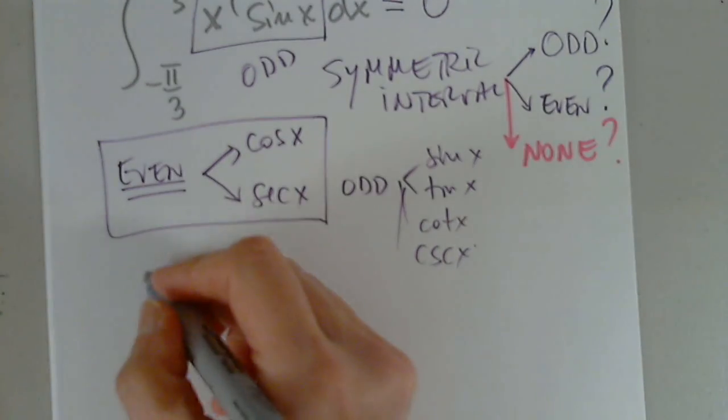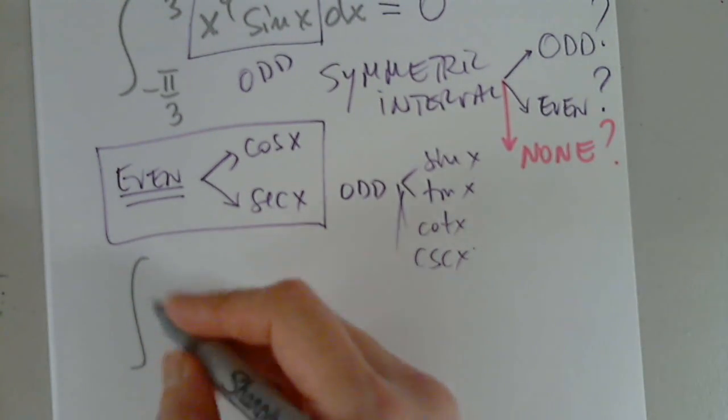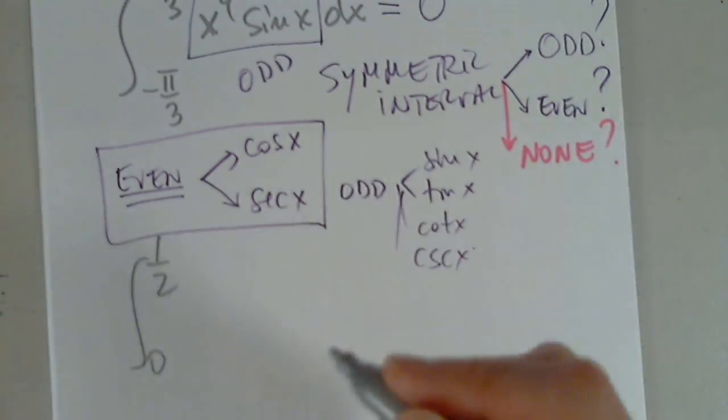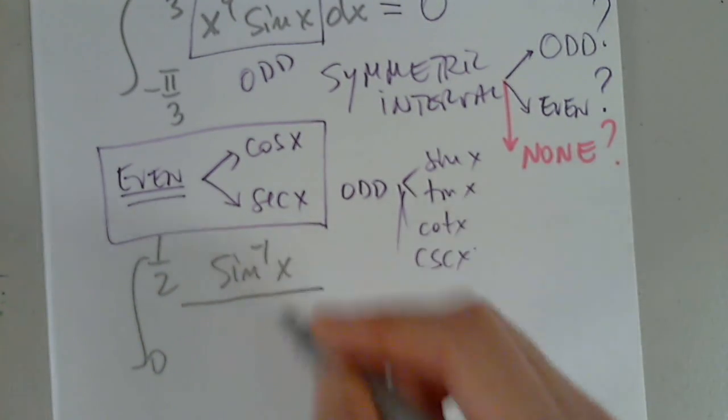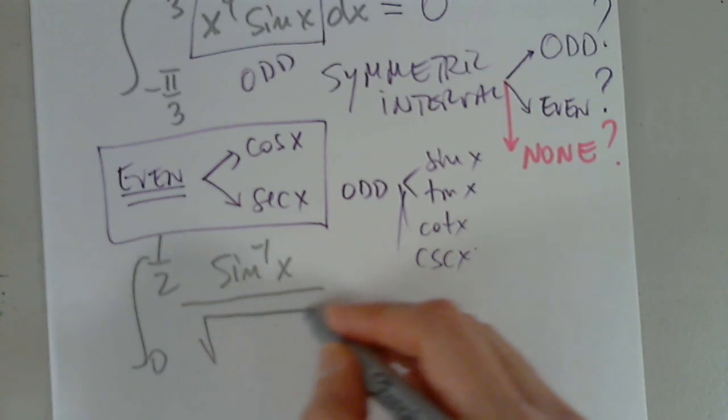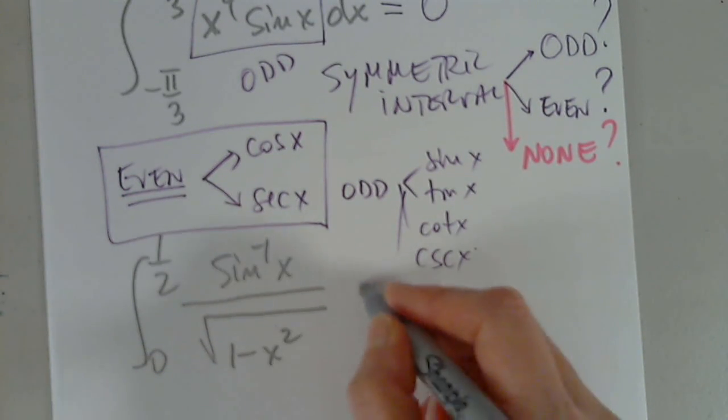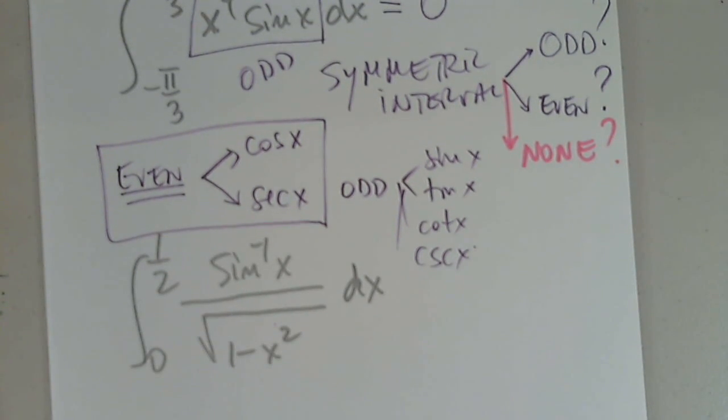Let's look at the integral from 0 to 1/2 of sine inverse divided by the square root of 1 minus x squared dx. What do you think?